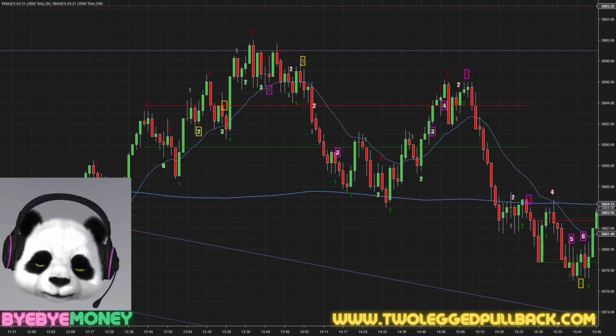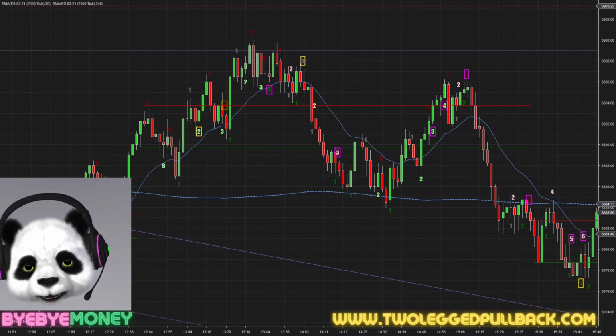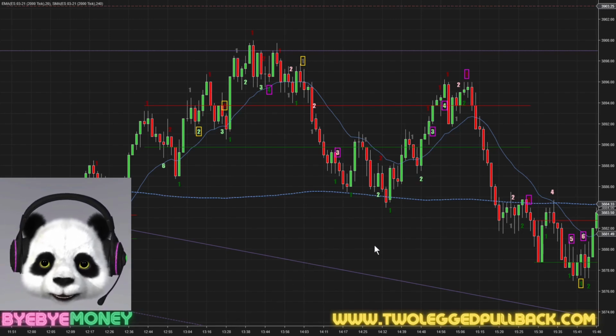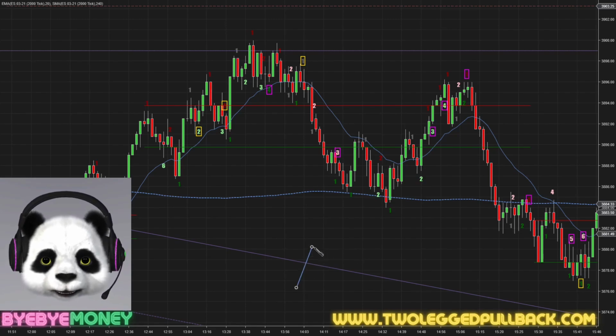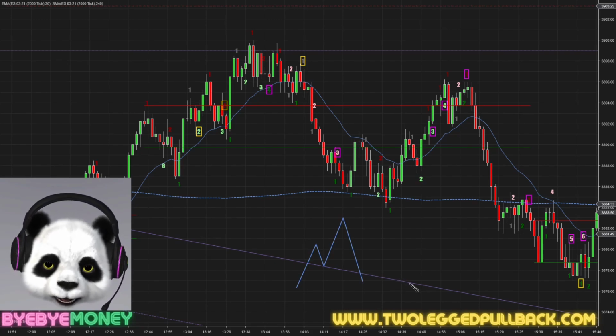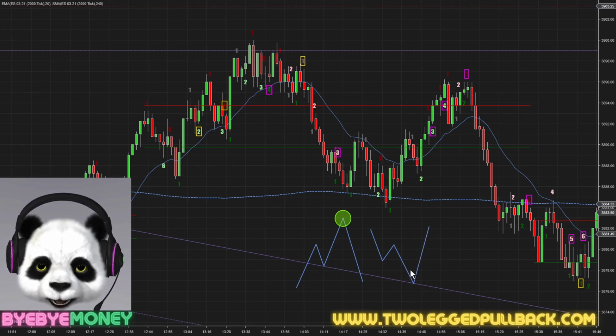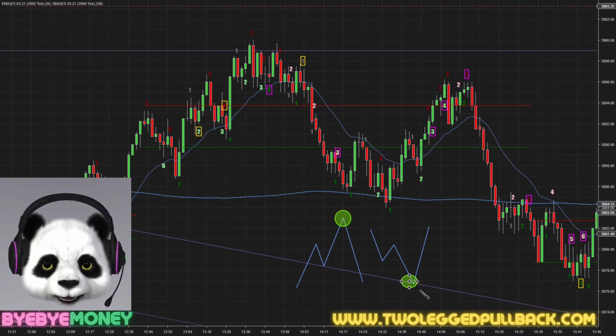pullback. For those who do not know what a two-legged pullback is, simply it is a pattern that looks like this. We call this the first pullback, first entry, second pullback, and we like to enter into the second entry right here. This is where we like to enter. We like to find this setup in key areas. This can also be identified by an A, B, C pattern, and the next A leg, or the second entry, which is right here, we like to enter into.